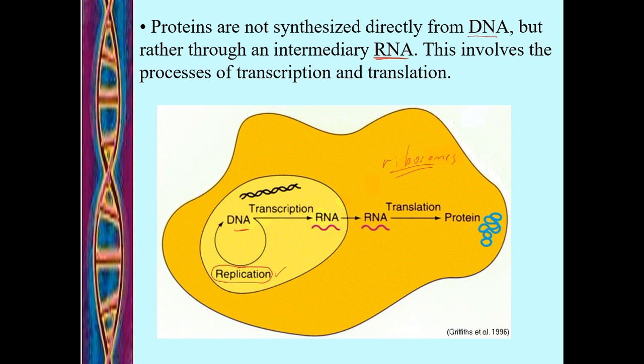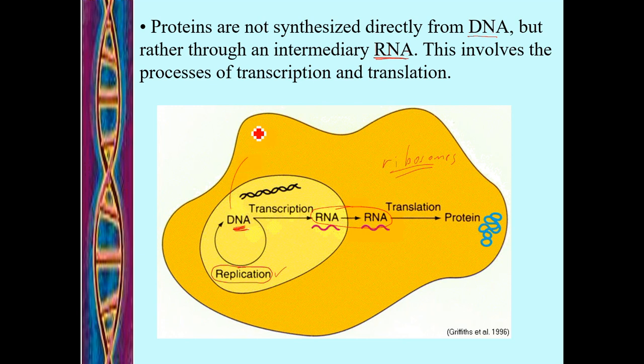So we have a little bit of a problem here. DNA, which has the instructions for how to make a protein, is in the nucleus, but it can't leave the nucleus. Proteins have to be made in the cytoplasm. That's where the ribosomes are. But how do they get the instructions if the instructions are stuck in the nucleus? Well, this is where RNA comes in.